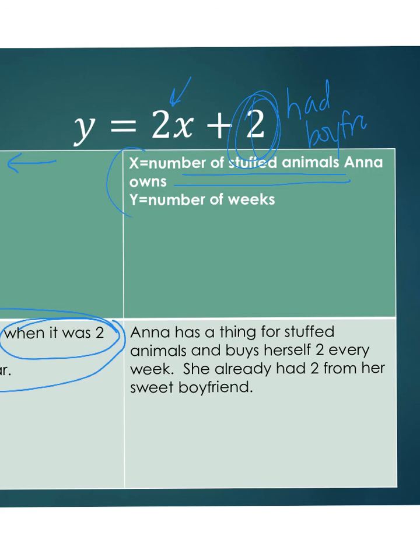This one, by the way, I just did this wrong. This is the y. My word, I just realized that I flipped these around. X stands for the number of weeks, and y stands for the total number of stuffed animals. Whoops, my bad.